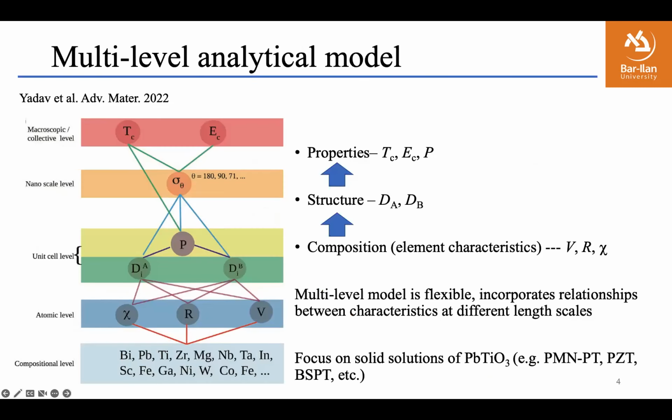We look at this kind of multi-level model where we start at the bottom level, where you have this alphabet soup of different elements in your material, let's say bismuth, lead, titanium, zirconium, all sorts of A and B cations. Then we look at their individual atomic properties that we know are important, let's say ionic size, or valence, or electronegativity, which basically tells you how covalent the bond between the B cation or A cation and the oxygen is going to be.